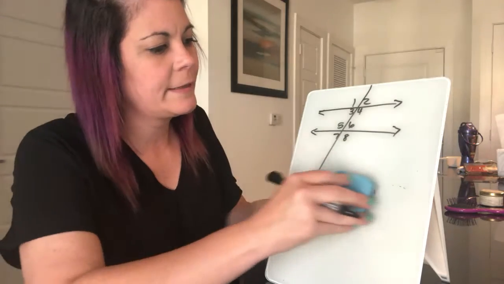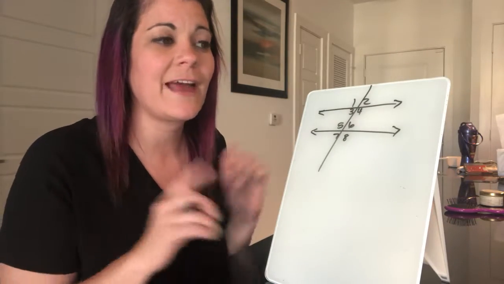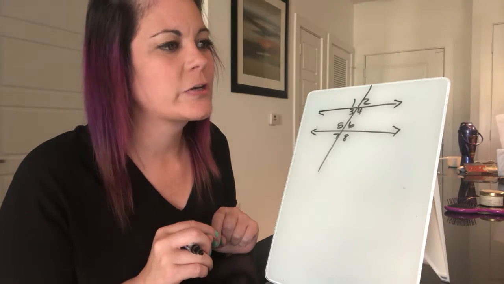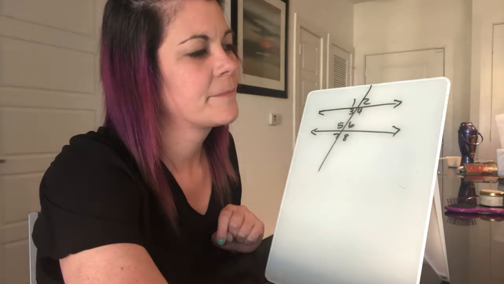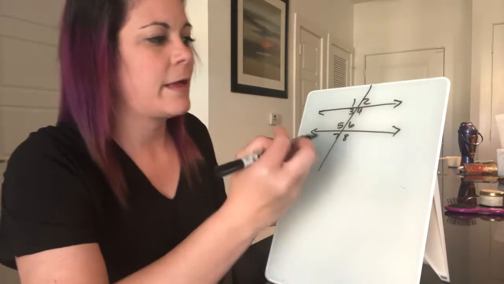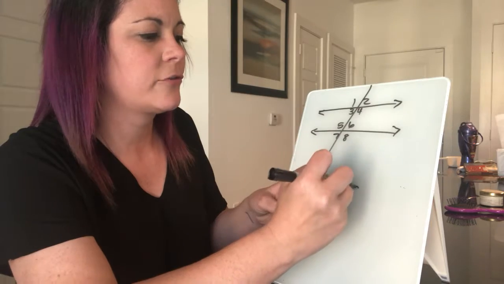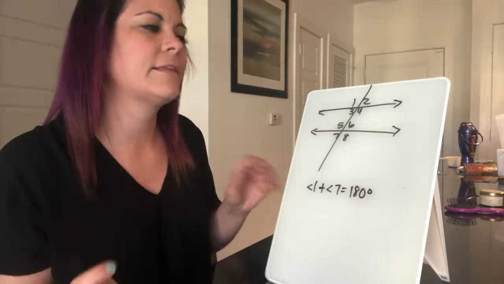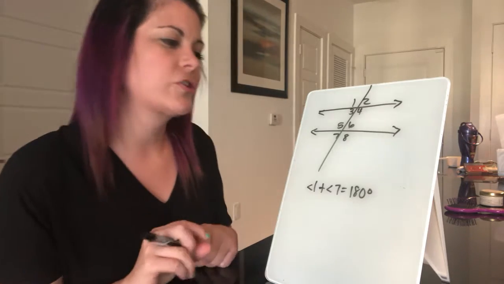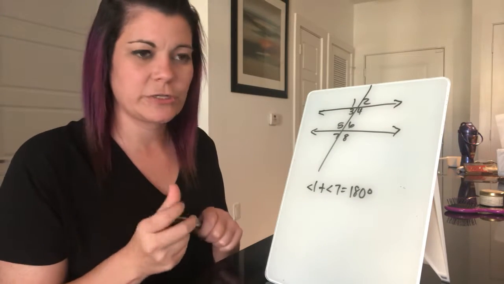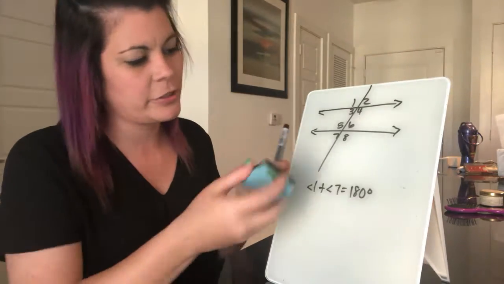And last but not least, if two lines are cut by a transversal and consecutive exterior angles are supplementary, then the lines are parallel. So if angle 1 plus angle 7 is equal to 180 degrees, I can state that the lines are parallel because consecutive exterior angles are supplementary, which makes the lines parallel if they add up to 180 degrees.